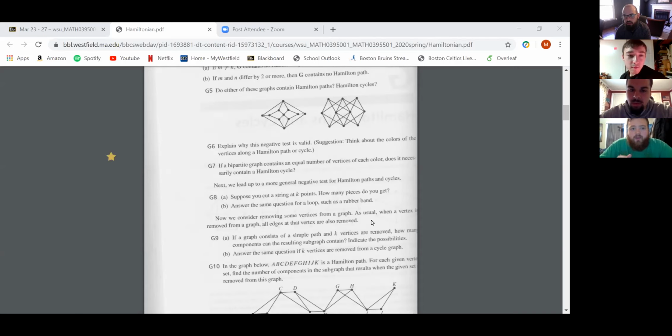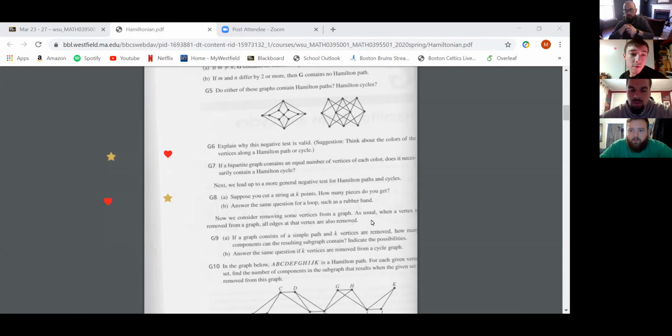So for 8, for A, suppose you cut a string at k points, you're gonna have k plus 1 pieces, and for B, if it's a loop, for every k cuts, you'll have k pieces. If you cut a loop once, there's still 1 piece left. Exactly right. If you have a rubber band and you cut it, you still have 1 piece. If you have a piece of string and you cut it, you get 2. If I cut a piece of string 5 times, how many pieces do I get? 6. And if I cut a rubber band 5 times, I would get 5.